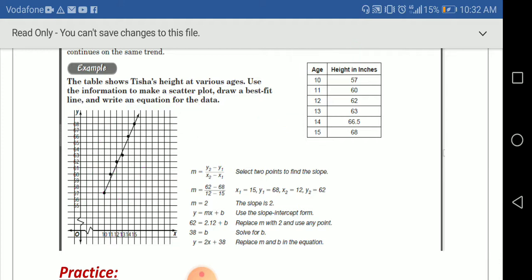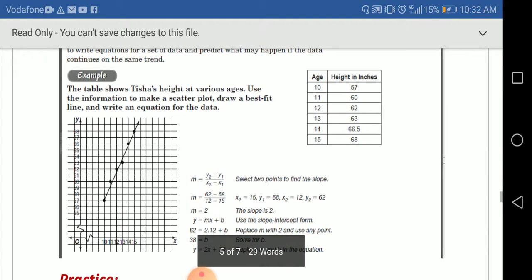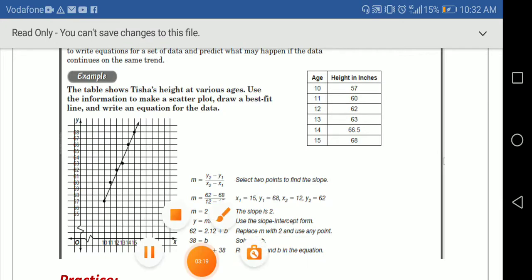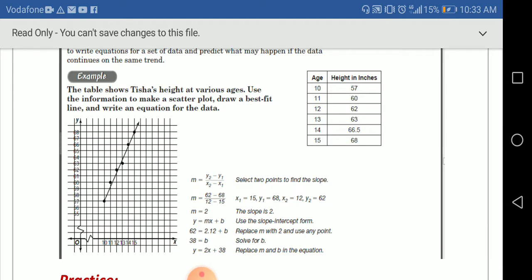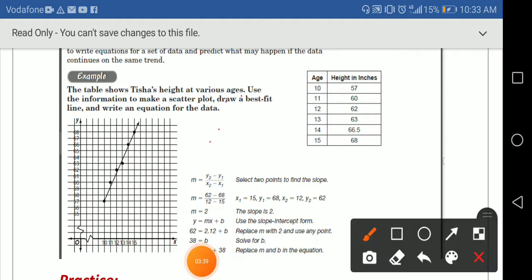So guys, after drawing the dots, I will draw a best fit line, a line that's very close to all points, containing all points. Then after that he asks another question: write an equation for the data. So after drawing the dots, I will draw the best fit line, then I will write an equation for the data.